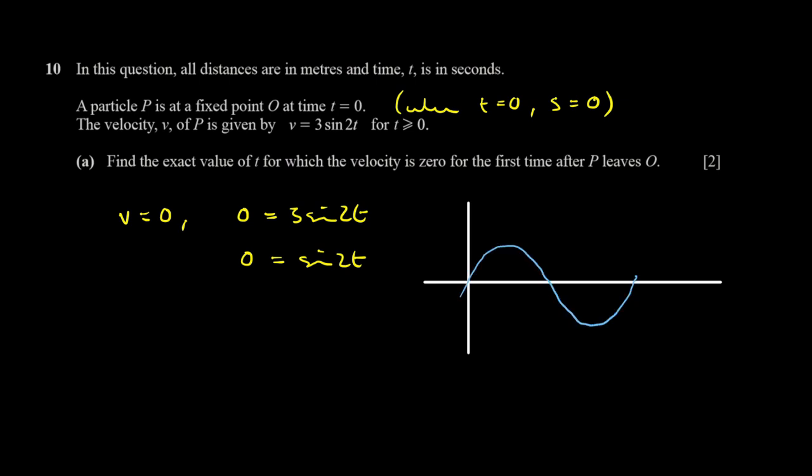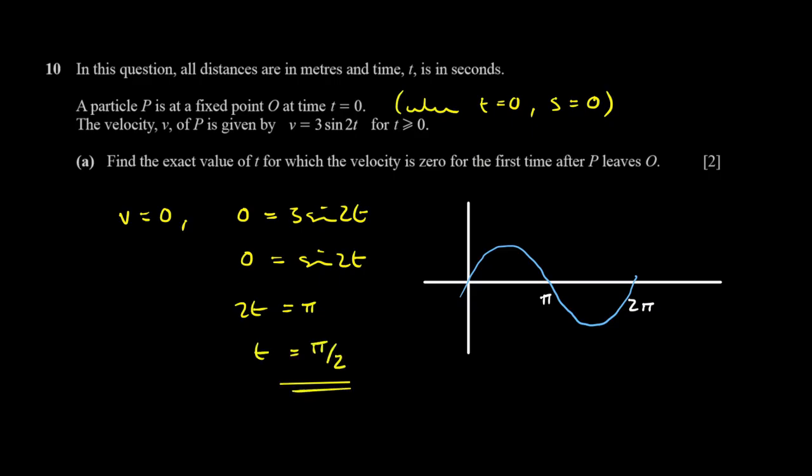If this was just like sine x, this value here would be pi radians, and this would be 2 pi. So of course the sine wave is equal to 0 at the origin, at this point, but it's also equal to 0 here at pi. So that's what we're interested in. So we could say that 2t is equal to pi radians, and that means that t is equal to pi by 2.